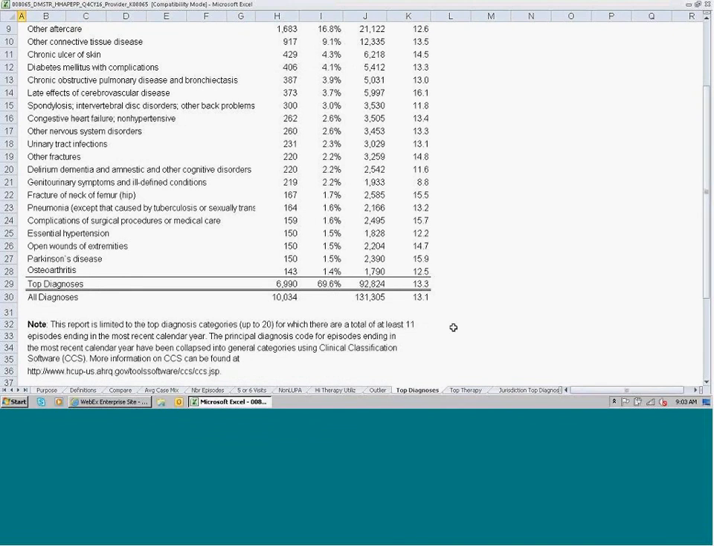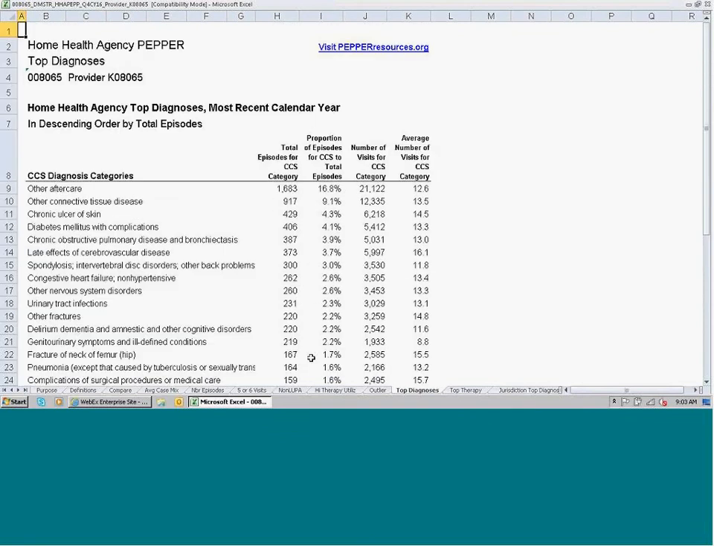And just a reminder that there have to be at least 11 episodes ending in the most recent calendar year for a diagnosis category in order for it to display. We use the principal diagnosis code for episodes ending in the most recent calendar year to collapse the statistics into general categories using the CCS software. And so again, this is for the most recent calendar year for your agency.